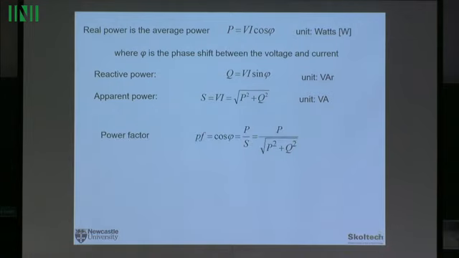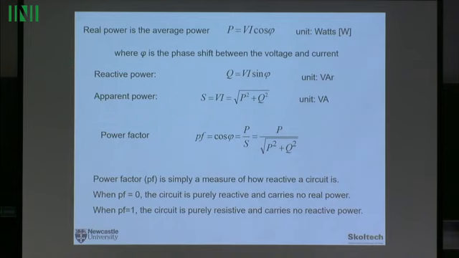Power factor is the ratio of real power to S, or P over the square root of P squared plus Q squared. It is a measure of how reactive the power is. Power factor equals 0 when the circuit is purely reactive and carries no real power, and power factor 1 is when the circuit is purely resistive and carries no reactive power. Generally, you try to make a circuit as purely resistive as possible by means of compensation. It means you try to get power factor close to unity, and I'll show you in a second why. Any questions?